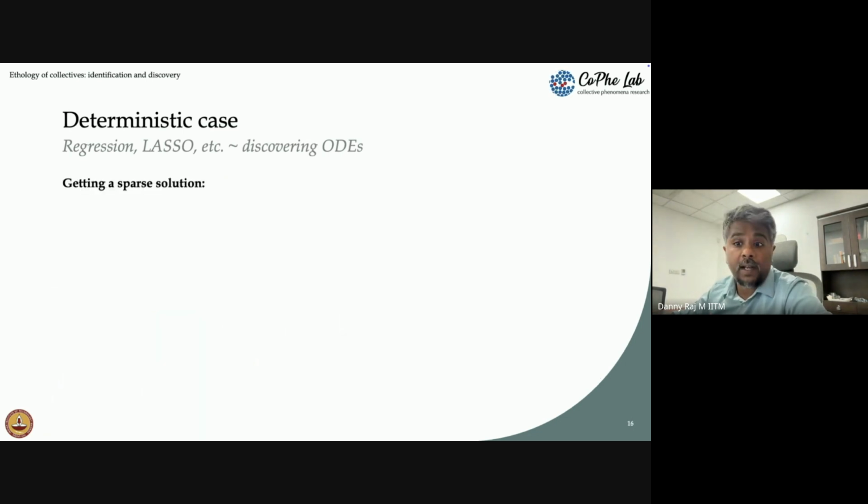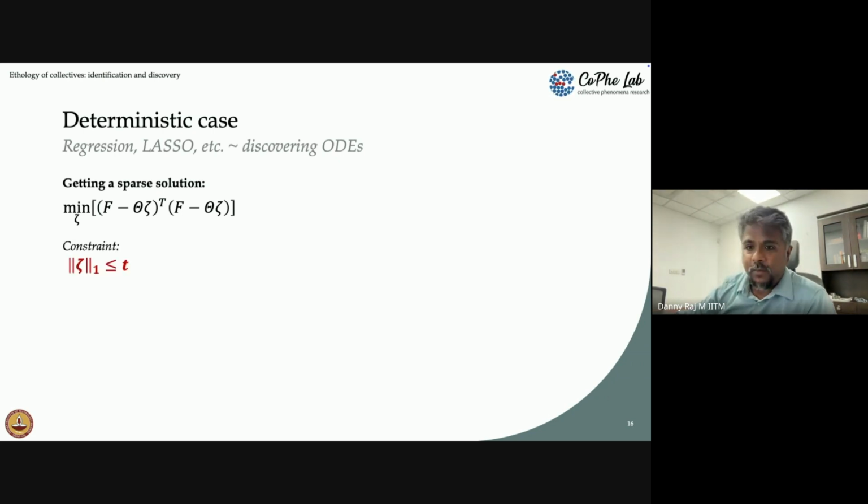So how do you get a sparse solution? This is again coming back to the minimization problem that we are solving. This is the problem we solved for the linear regression, and that didn't work. So what do you do? You bring in some element that will hopefully sparsify. That is where we bring in a constraint, and this is the constraint that we bring.